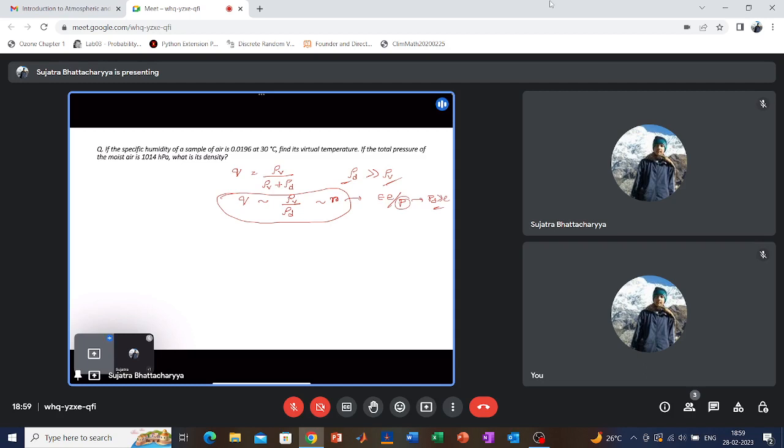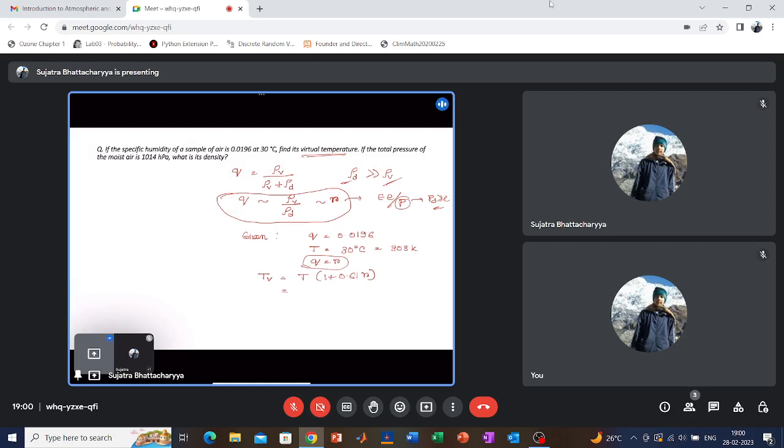Specific humidity Q is given as 0.0196, with no units, same as the mixing ratio. Temperature is given as about 30 degrees Celsius, that is 303 Kelvin. Find its virtual temperature. So how will we find it? I know that Q is equal to R, and the virtual temperature formula is Tv equals T times 1 plus 0.61 into R. Just put the value and get the result.